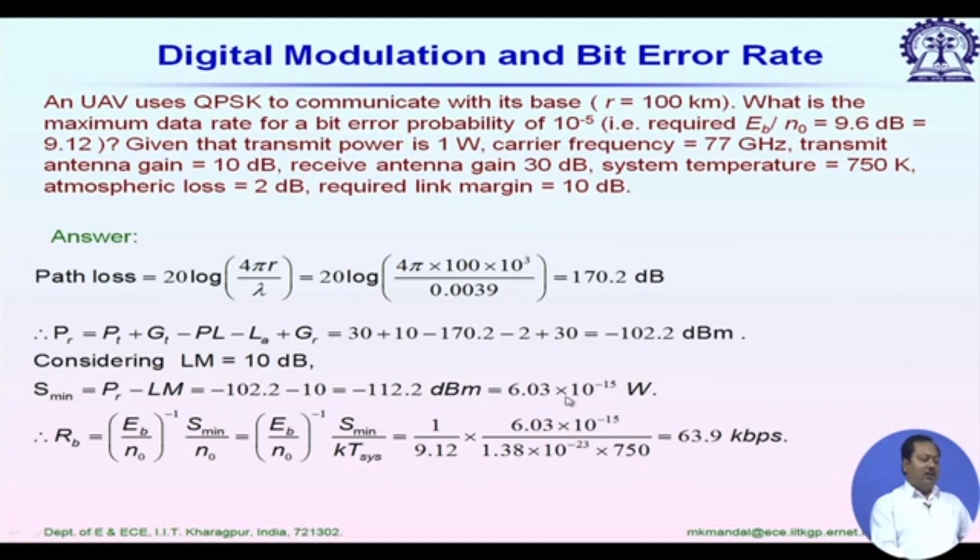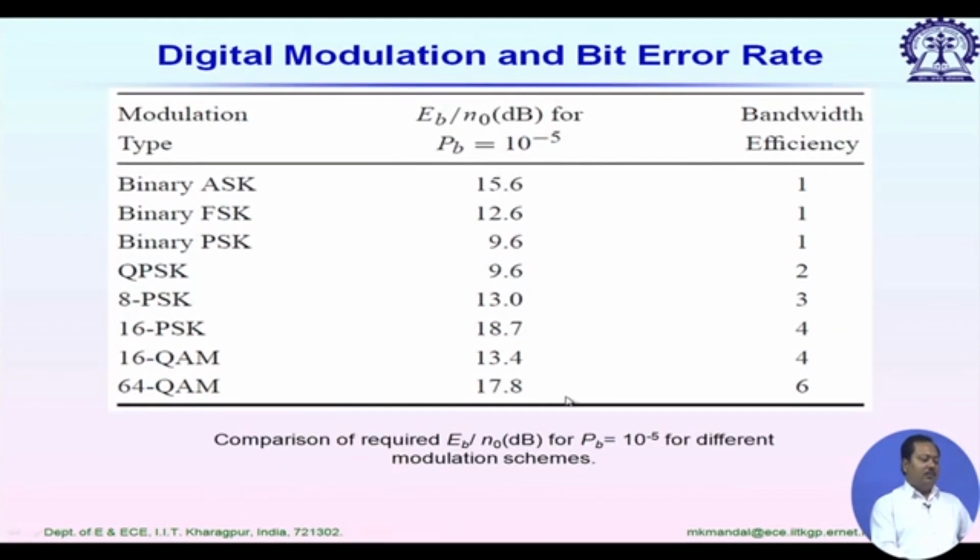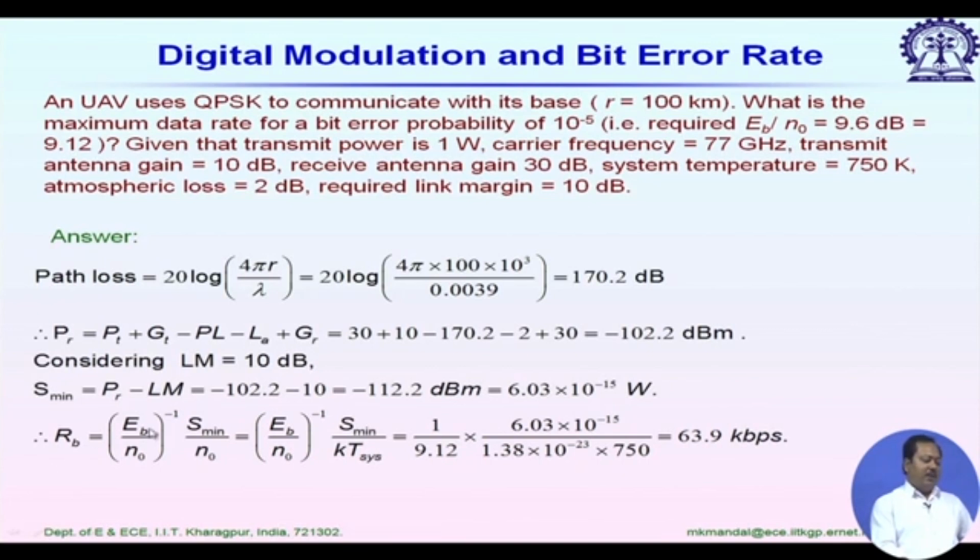Then we calculate RB, just using this relationship. RB is (Eb/N0) to the power minus 1 times S min by N0. So, put the values here: Eb/N0 we calculated as 9.12, so it is to the power minus 1, so 1 by 9.12, and S min we calculated as 6.03 times 10 to the power minus 15, divided by 1.38 times 10 to the power minus 23, this is k times T.